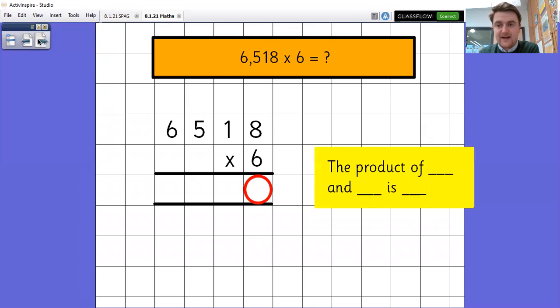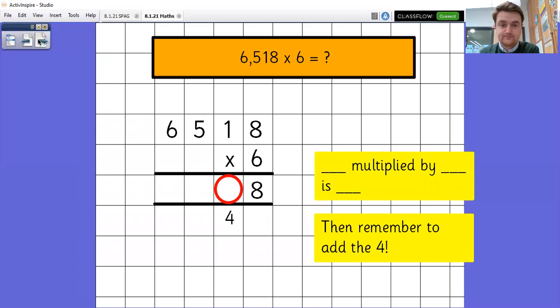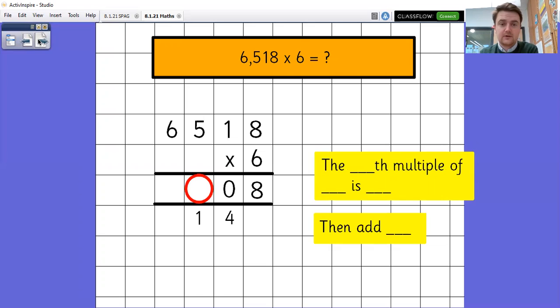So the product of 8 and 6 is 48. Now 48 has got 4 tens and 8 ones. So 8 ones goes in there. Our 4 tens get exchanged and move across to the tens column. 1 multiplied by 6 is 6. Then I have to add the 4 tens that we had left on. So that leaves me with 10. That has 0 ones and 1 ten. So the 0 stays in our answer and the 1 gets carried across.